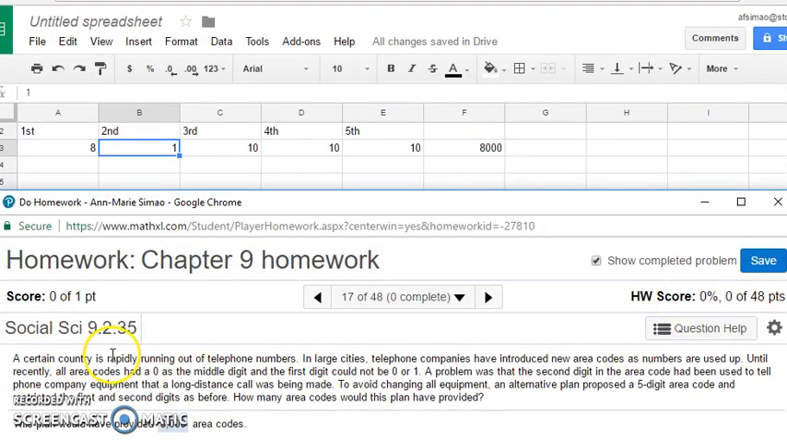Okay, so this one gets a little trickier. A certain country is rapidly running out of phone numbers. In large cities, telephone companies have introduced new area codes and the old ones are used up. Until recently, all area codes had a 0 as the middle digit, and the first digit could not be a 0 or a 1. A problem was the second digit in the area code had been used to tell phone companies a long distance call was made. To avoid changing all the equipment, an alternative plan is proposed. So now we're going to have a 5-digit number, 1, 2, 3, 4, 5 digits. And they restricted the first place and the second as before.